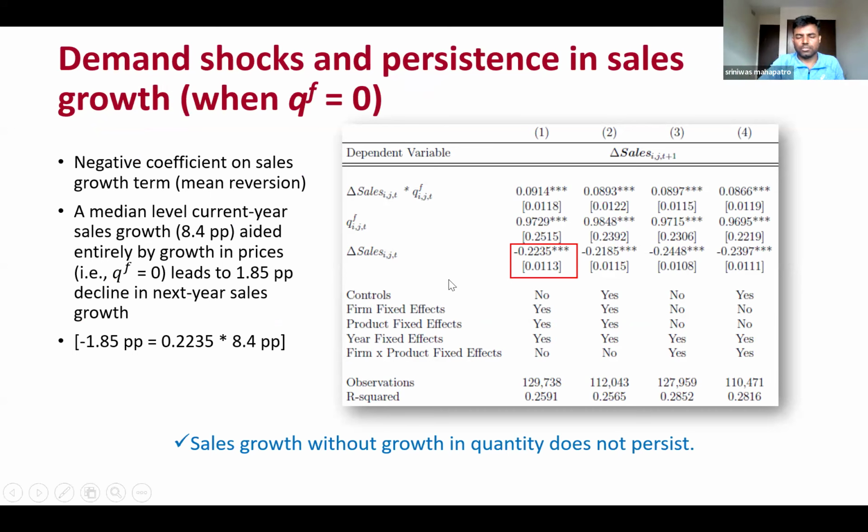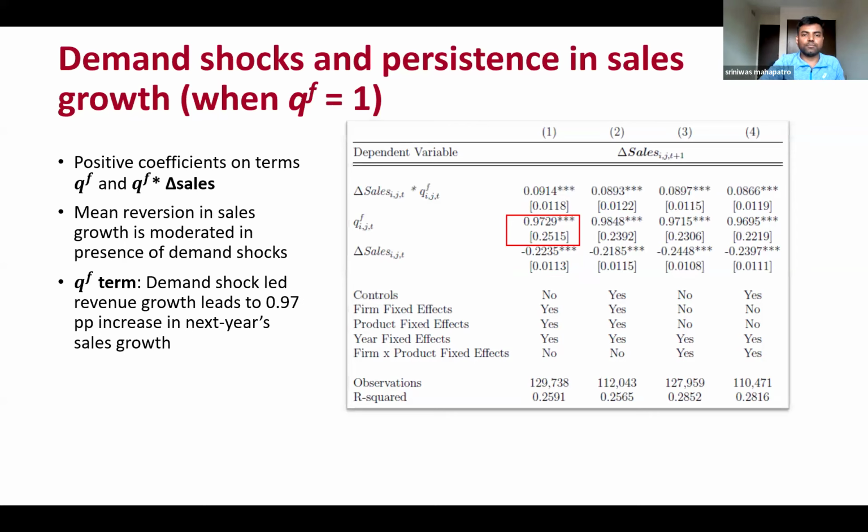So first, let's focus on the standalone term, that is the current sales growth. The current sales growth is still related to the future sales growth in a negative manner, which is the mean reversion that we are talking about. In terms of economic magnitude, for a median level current year sales growth of roughly 8.4 percentage points, this coefficient suggests a decline of 1.85 percentage points in sales growth simply because of the current sales growth. That is the sales growth without growth in quantity. It just shows a mean reversion.